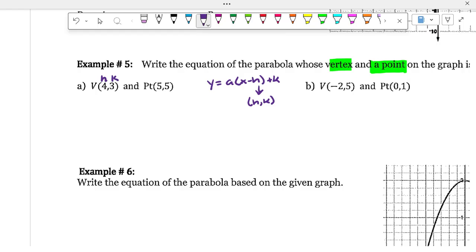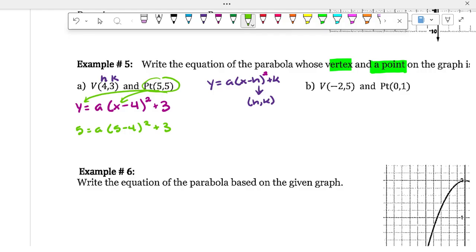So I'm going to flat out plug these in as I see it in the formula. So I have y equals a times (x minus 4), because the minus is in the formula already, squared. I forgot to square that. Plus 3. Now, we're not done because we still need the a value. All right? So, if I want my a value, I'm going to use this point, I'm going to plug it in for x and y respectively and solve for a. So I have 5 is equal to a times (5 minus 4)² plus 3.